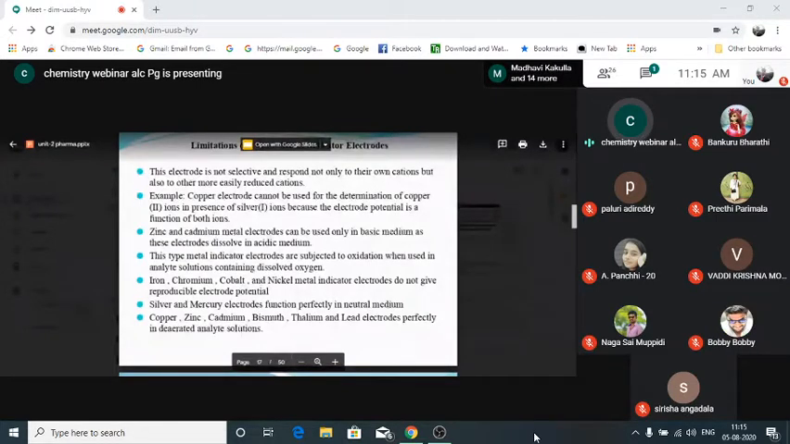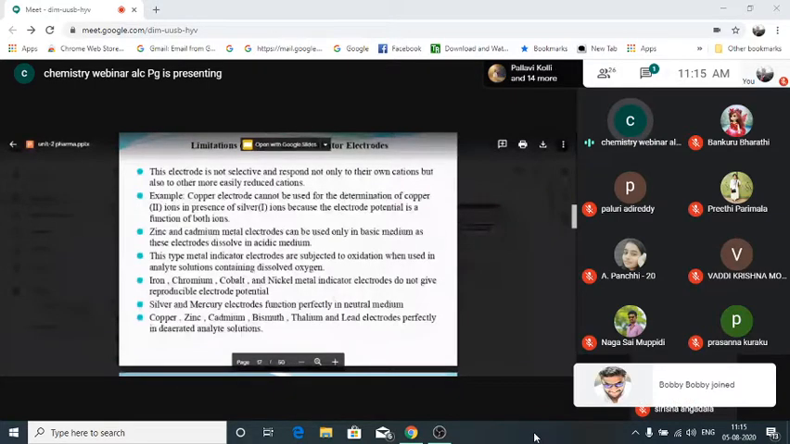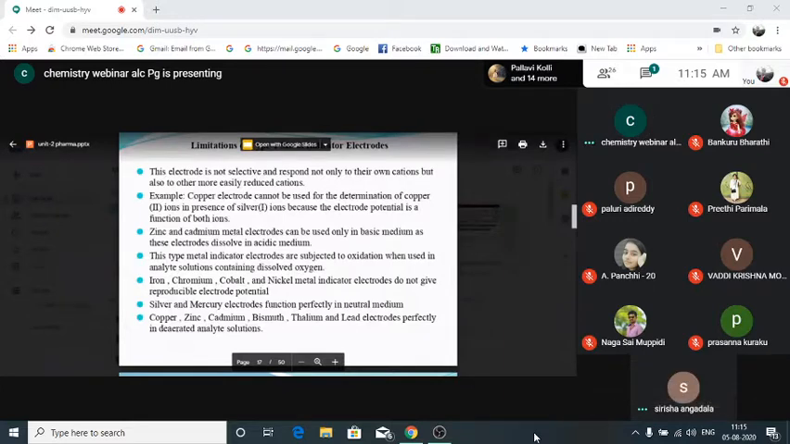Always you have to use these electrodes to find out the concentration of zinc ions and cadmium ions in what medium? In the acidic medium only. Okay, basic medium. Only in the basic medium. Yes, because it dissolves in the acidic medium. Correct. So you have to use always in what medium? In the basic medium only. Okay. Now you go to the third point.